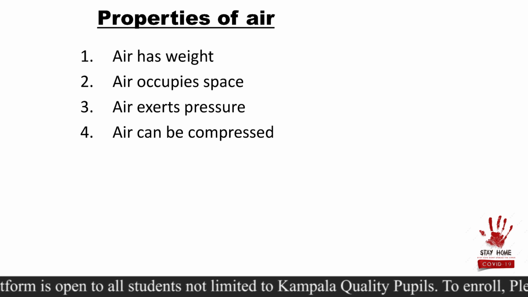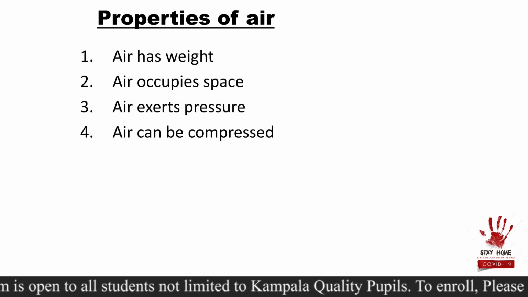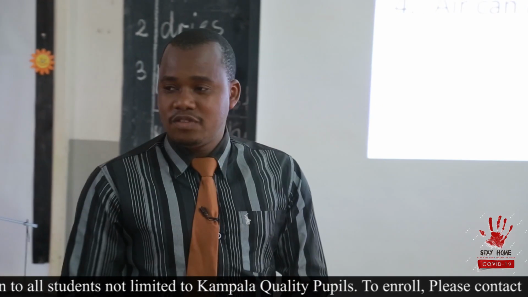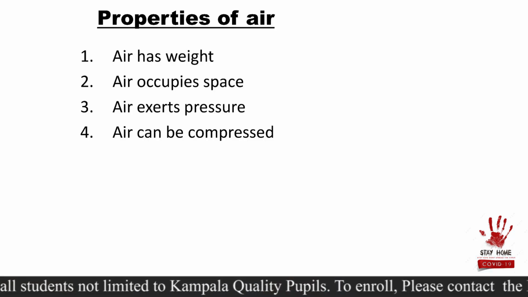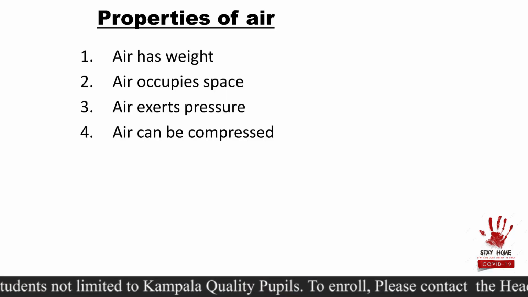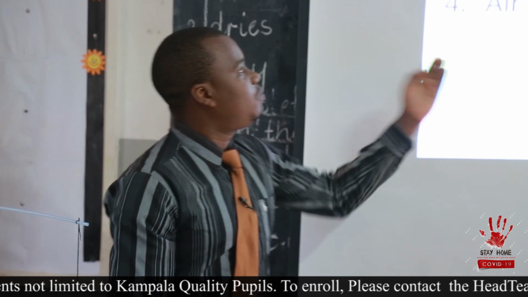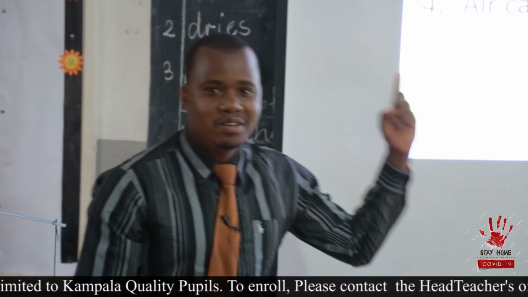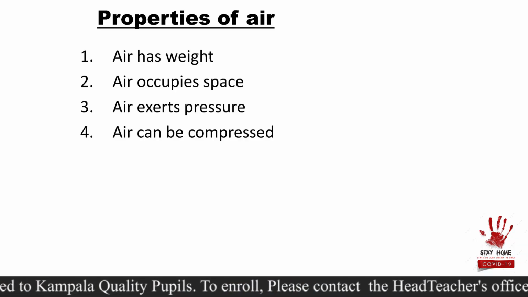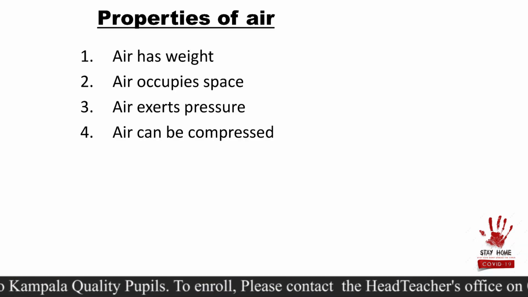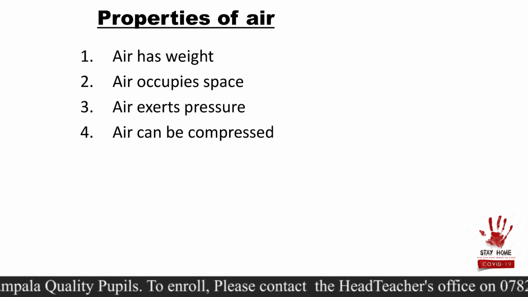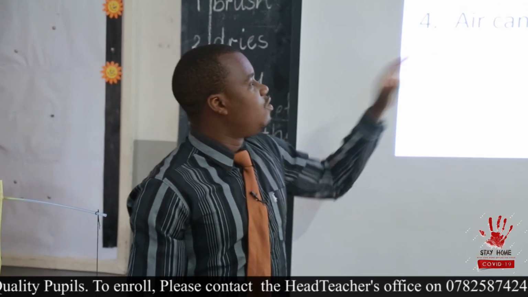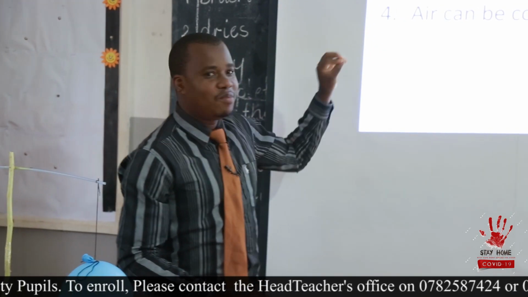1, air has weight. Can we say that, everyone? Air has weight. Can we say it again? Air has weight. Can we spell the word weight very quickly? Weight. W-E-I-G-H-T. Next property, air occupies space. Now we have to practice the spelling of the word occupy. Can we spell occupy? Occupy. O-C-C-U-P-I-E-S. Occupies. If it is occupy, it ends with Y. Then occupies, I-E-S. So we should know the right spelling of some of these words.